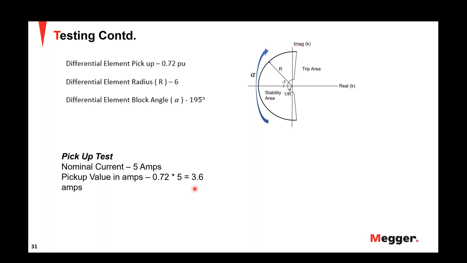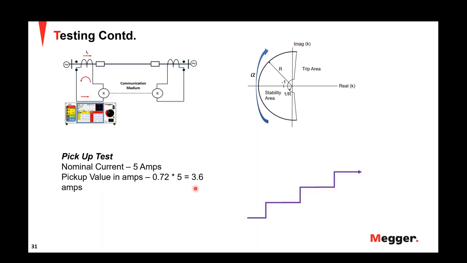So what you would do is perform injection on one of the phases, or you could do three phase, depending on how your relay outputs or trip contacts are set up. Then you would perform a step increment of this pickup value. You would start somewhere around 2.5 or 3 amps and slowly increment until 3.6, or whenever the relay is tripping for that minimum pickup level for the differential condition. So that is your pickup test.